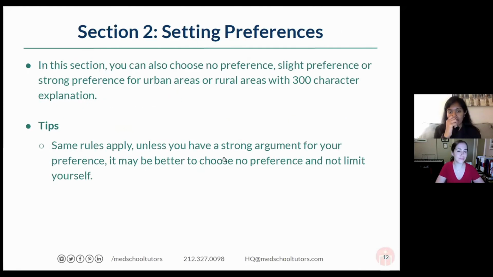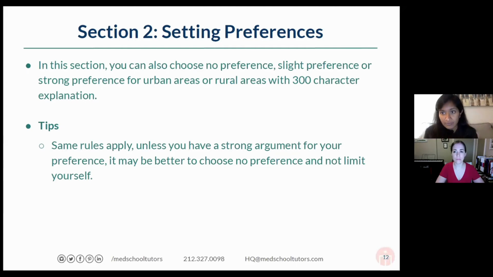All right. Another part of setting preferences: there's geographic preference, which is what part of the country you want to practice in. You can also designate a preference for urban or rural practice settings. The 3 categories they provide are no, slight, and strong preference. You are again able to give an explanation. It's the exact same thing. They can see what you put if you're in their area.